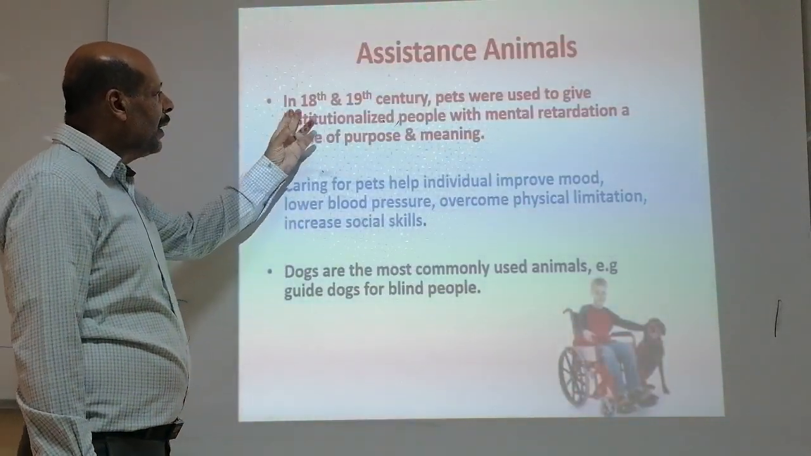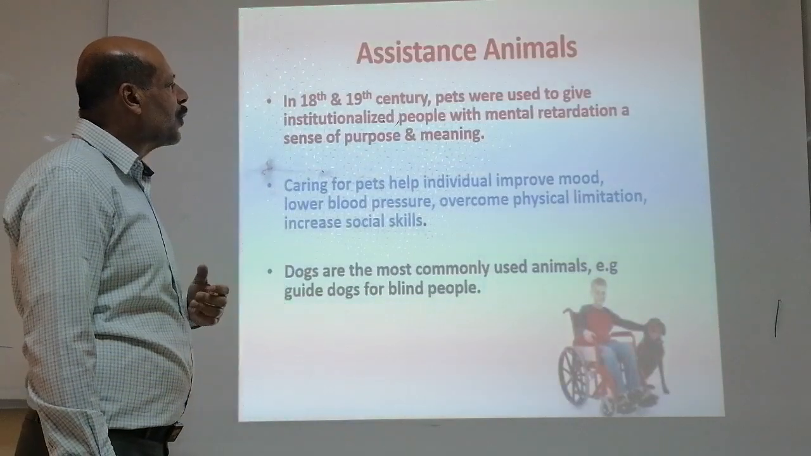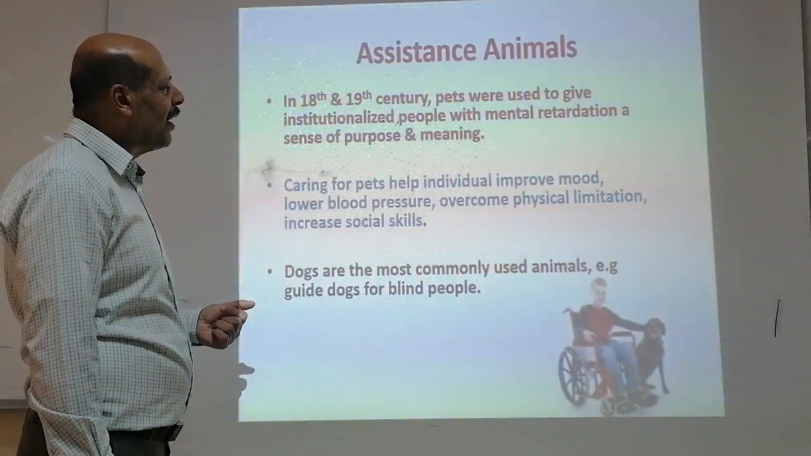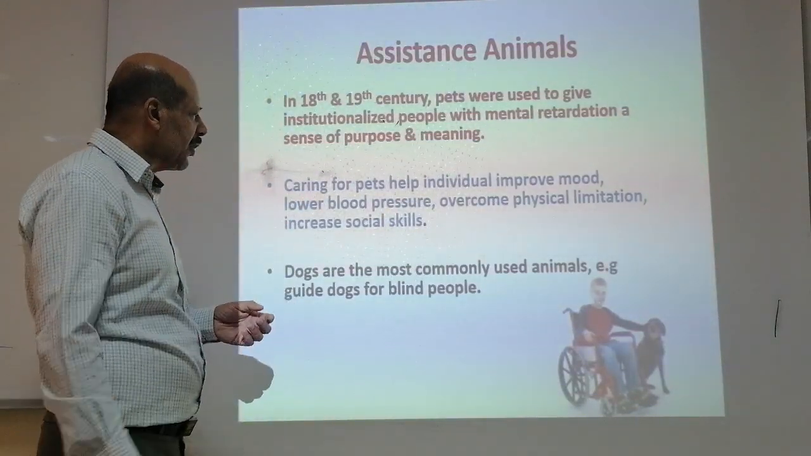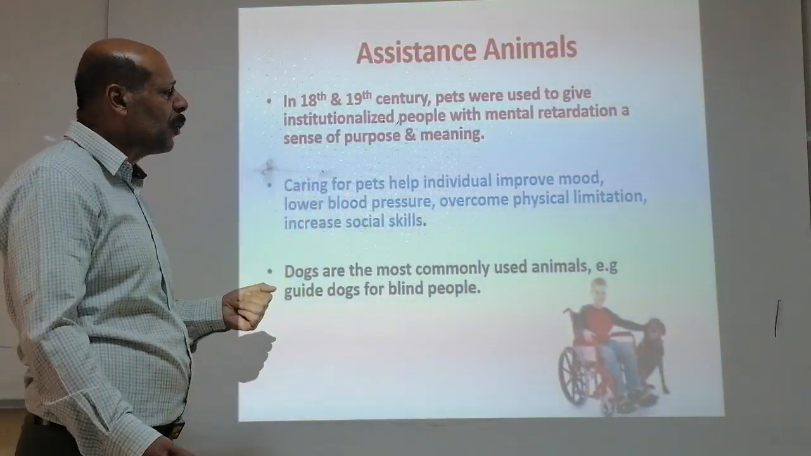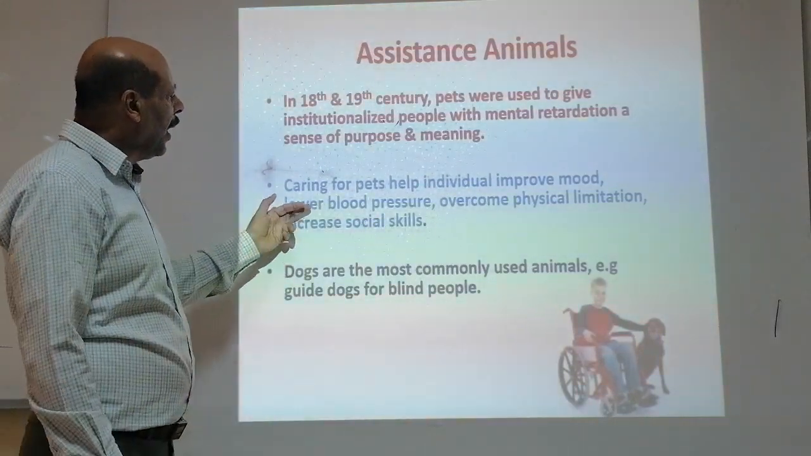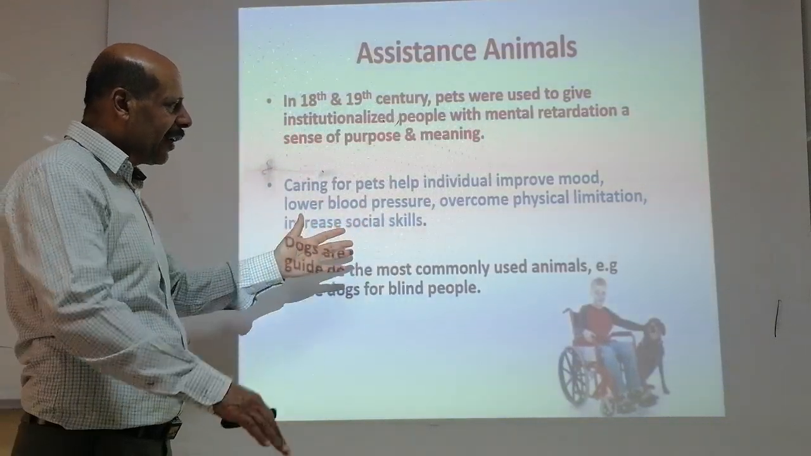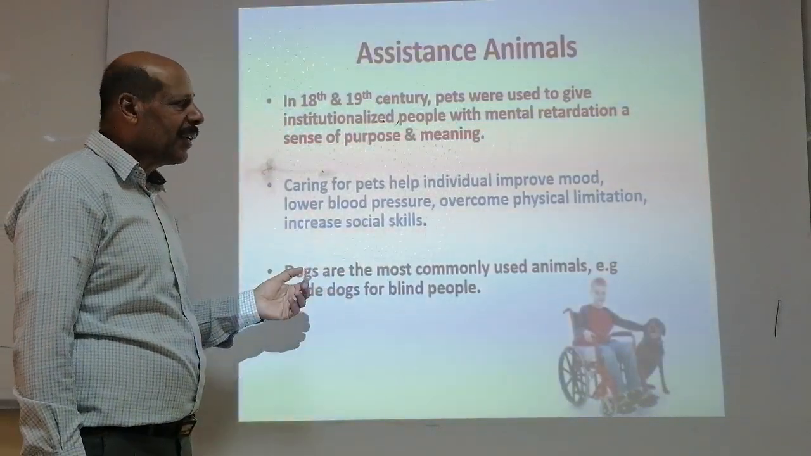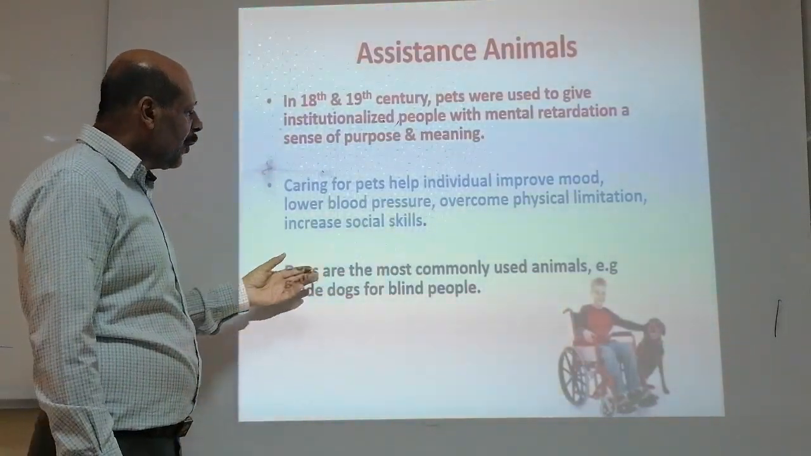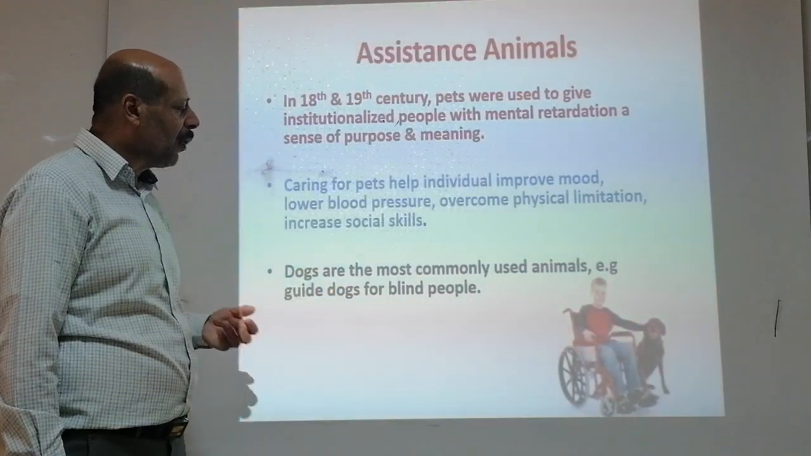Assistance animals: in the 18th and 19th century, pets were used to give institutionalized people with mental retardation a sense of purpose and meaning. So they are caring for each other. Caring for pets helps individuals improve mood, lowers their blood pressure, because it will reduce their anxiety, overcome physical limitation, and increase their social skills. Dogs are the most commonly used animal to guide people, especially blind people.